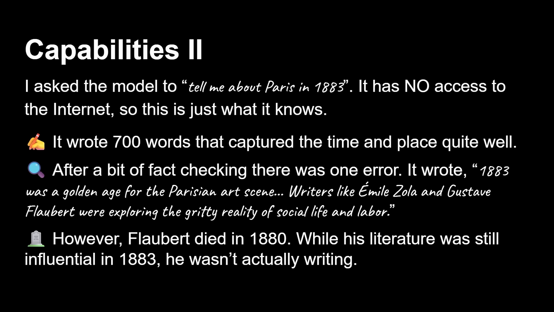After a bit of fact checking, there was one error. It wrote 1883 was a golden age for the Parisian art scene. It wrote some more, and then at the end it said writers like Zola and Gustave Flaubert were exploring the gritty reality of social life and labour. However, it turns out that Flaubert died in 1880. So while his literature was still around in 1883, he actually wasn't writing in 1883. You could say that was just about style, because his writing was still important at that time. But it did say that writers were exploring, which would imply that he was alive. But that's all from memory, as it were. That's all from what it knows. It didn't go on the internet and double check any of that stuff. It just wrote from memory.